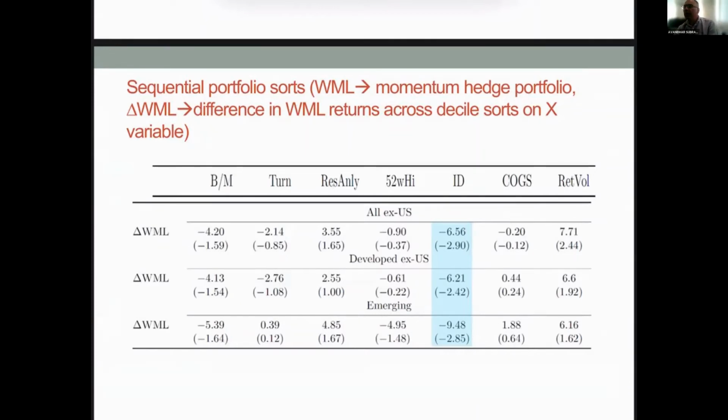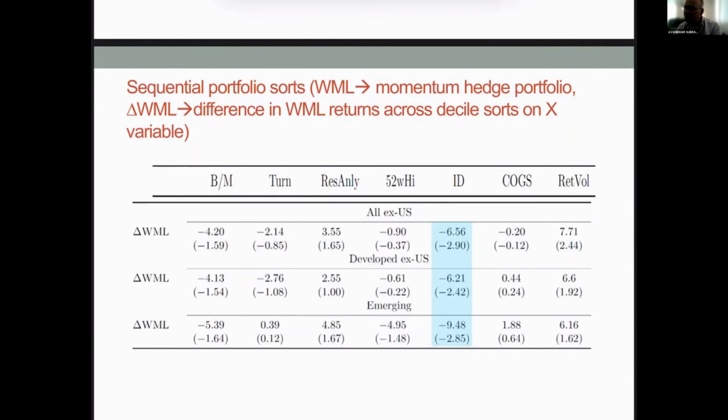So as you can see here, what this variable minus 6.56 means is the following. You sort stocks by ID, then you calculate the momentum return, the WML return, within each ID group. Then you look at the difference between the momentum return in the high ID group versus the low ID group. If ID explains momentum, then momentum should be higher in one extreme ID group versus the other extreme ID group. That's what it means for ID to explain momentum.